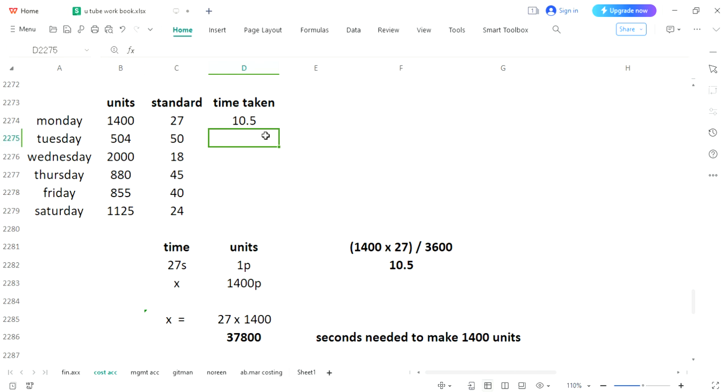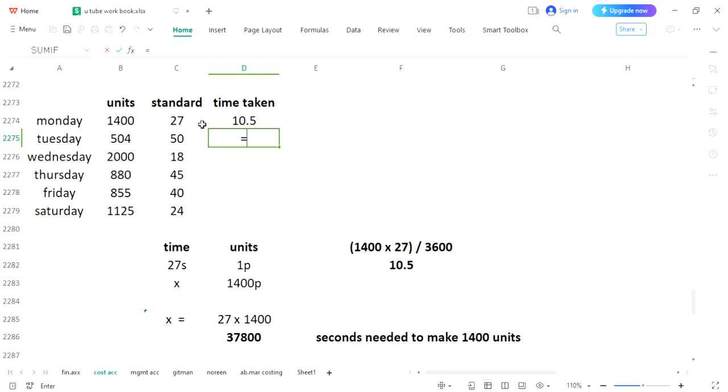What we have done, for practice I'm going to write it over here. First step, 1400 you will take, and then you will multiply with 27 seconds. By multiplying it, we will get total seconds, and divide it by 3600 to make them hours instead of seconds. So again 10.5, this is the first step.